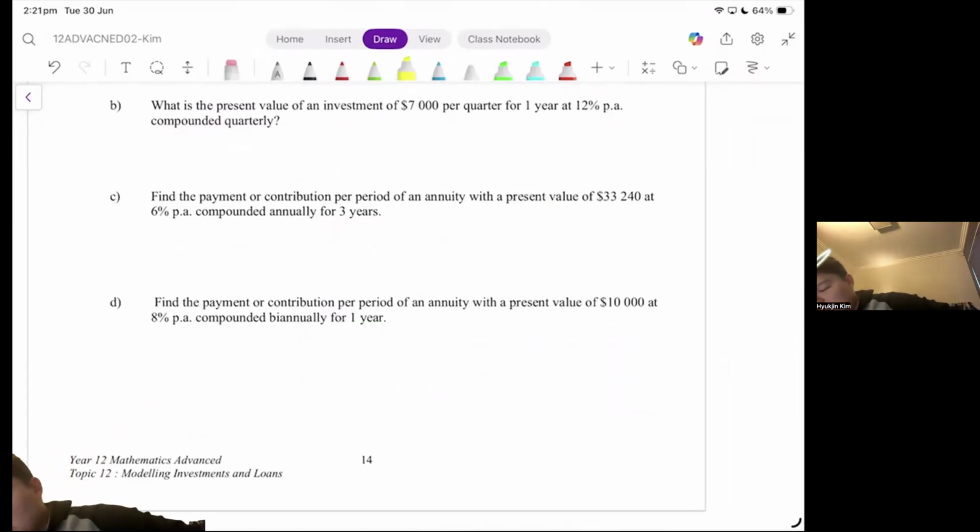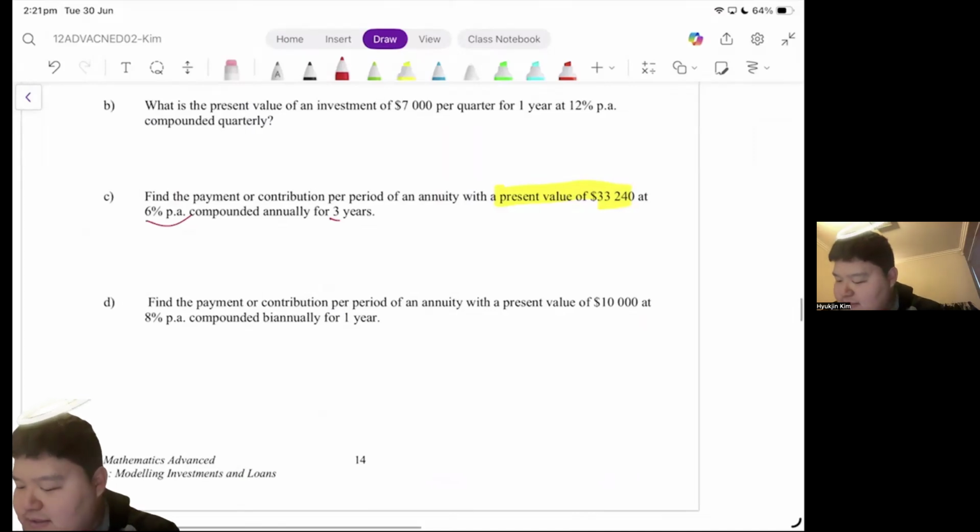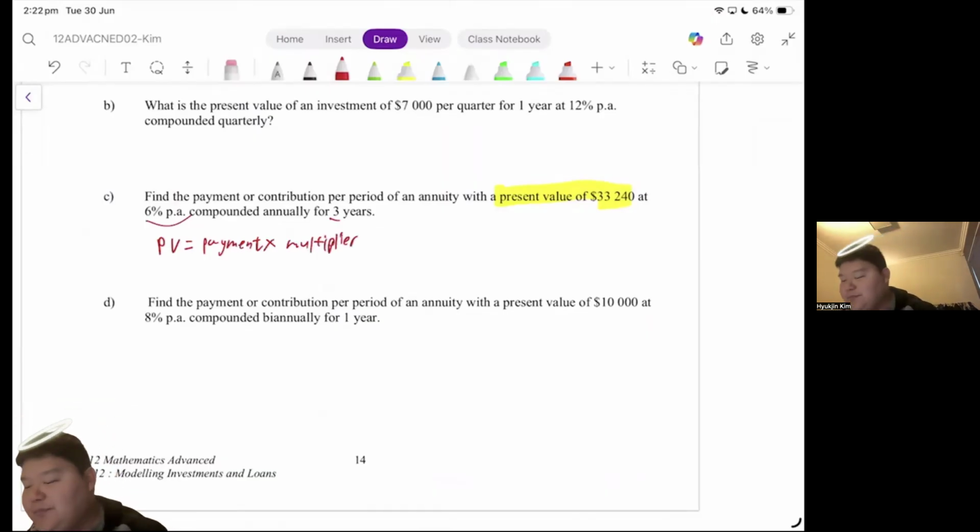Now, question C is where it gets a little bit tricky, because they told me the present value is $33,000, and apparently I've done it for three times at 6% per annum compound. I just really need to think about this. Present value is just the payment times the multiplier. I would like you guys to write it down in your own notes as well: present value is always the regular contribution times the multiplier on the table.